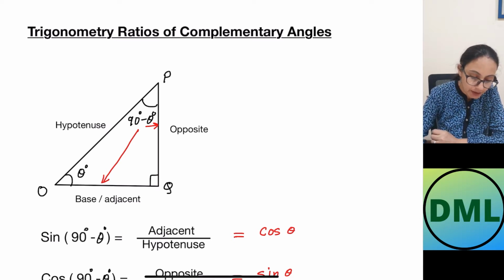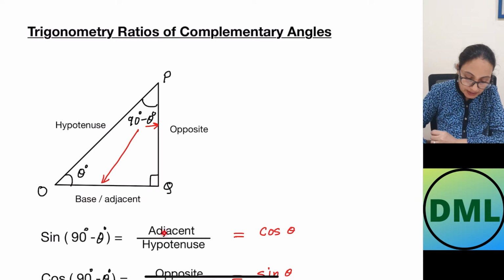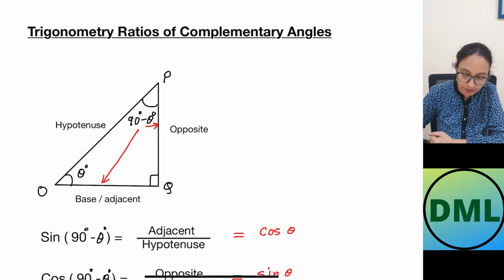Now if I want to write down sine of 90 degrees minus theta, for this angle 90 degrees minus theta, this is opposite and this is hypotenuse. What is opposite here? It is the base or adjacent. So it is adjacent over hypotenuse, and I know that adjacent over hypotenuse is cos theta. So sine of 90 degrees minus theta is equal to cos theta.